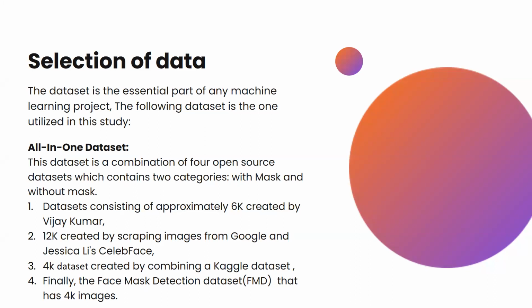As I mentioned, we have a data set that is combined using 4 other data sets. The first one contains 6,000 images, the second one contains 12,000 images, the third one 4,000 images, and the last one, which is called the FMD data set, also contains 4,000 images.